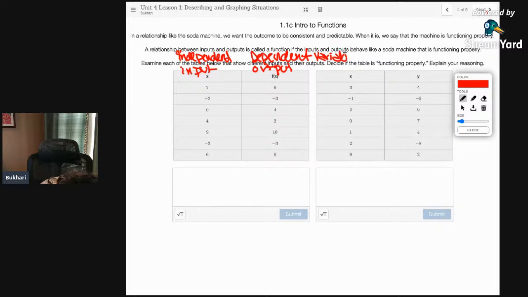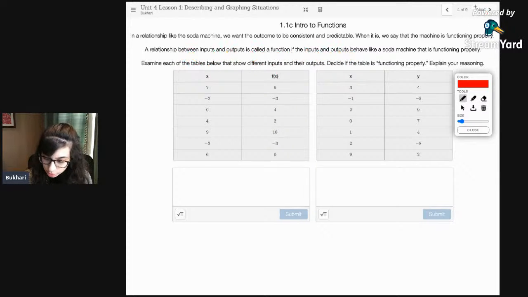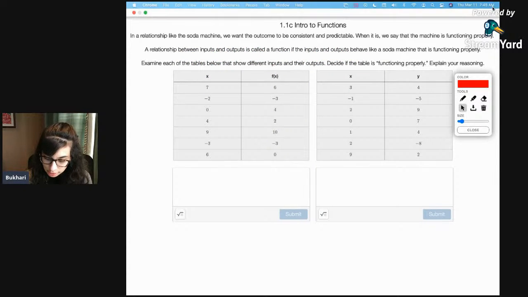And so I want you to look at these tables and decide if these tables are also functioning properly. When I put in a 7, do I always get a 6? If I put in a -2, do I always get a -3? What is happening here? Are these tables functioning properly? And if you need to think about it as a button that you press and something coming out, picture it as that soda machine going forward. And as I said before, this is just exploration. We're introducing you to the idea of functions.